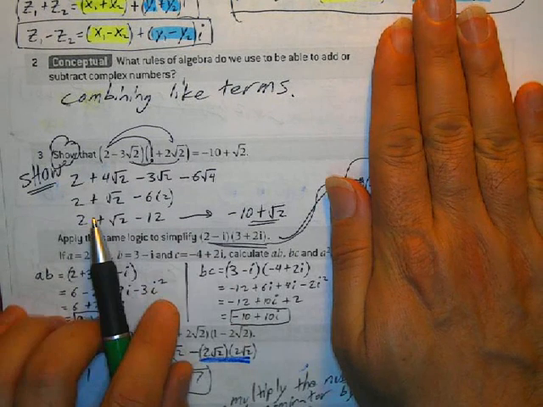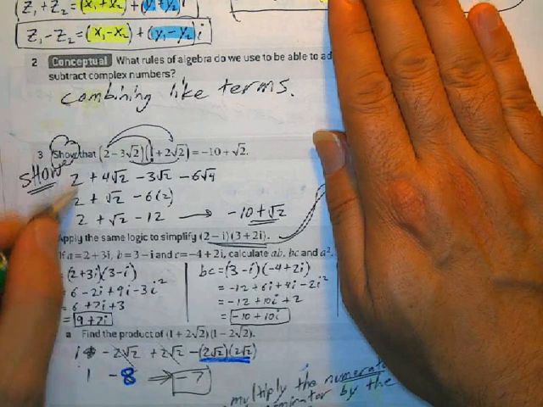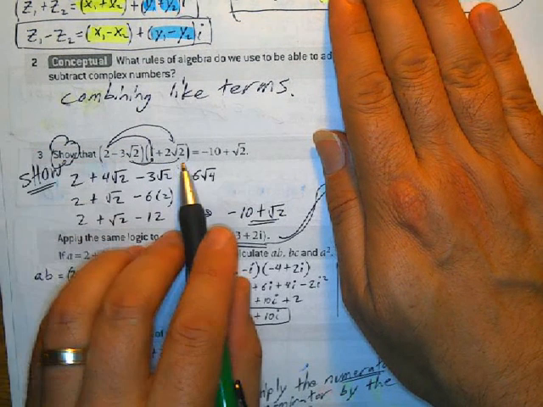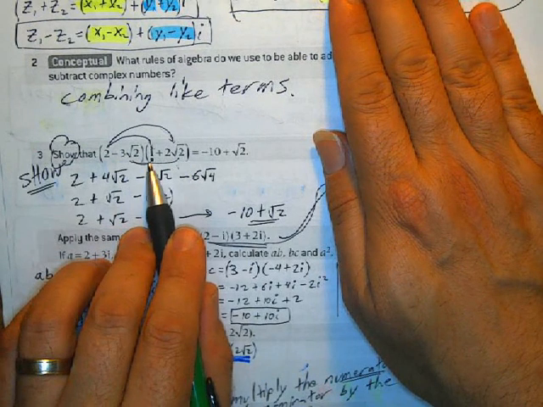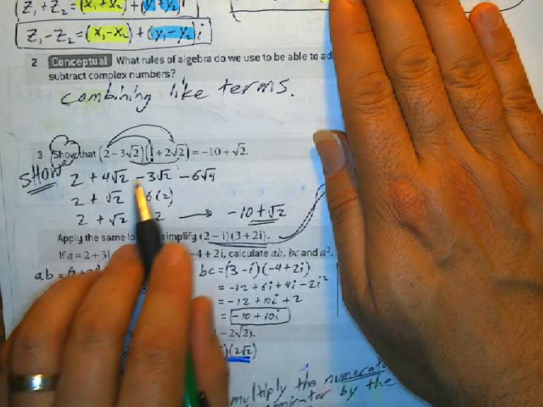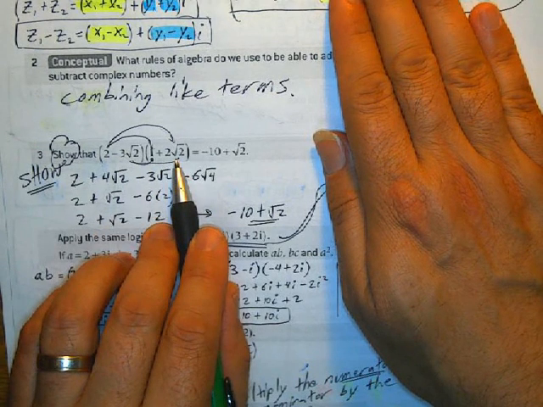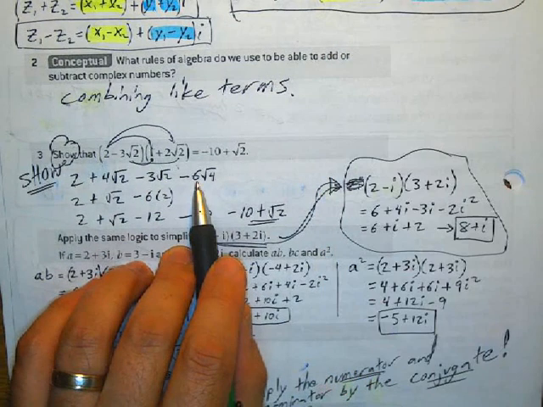So, you do 2 times 1 is going to give me 2. 2 times 2 square root 2 is going to be 4 square root 2. Negative 3 root 2 times 1 is going to give me negative 3 root 2. And negative 3 root 2 times 2 root 2 is going to give me 6 root 4.